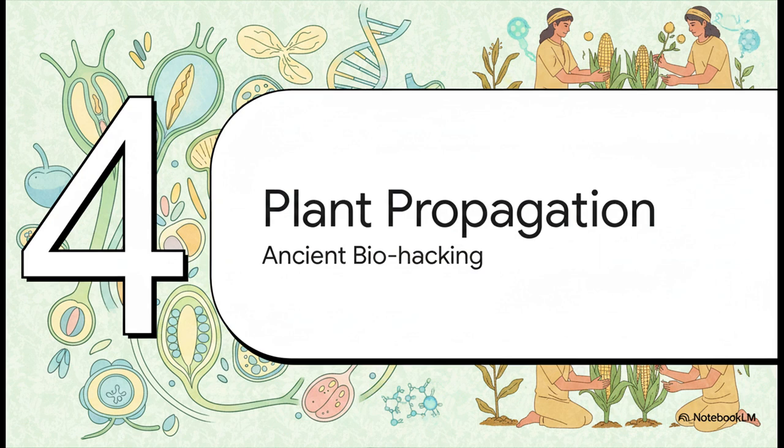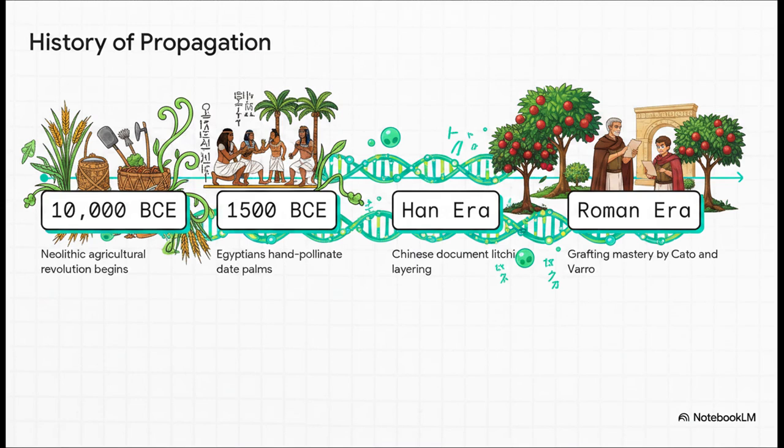Section 4, history of plant propagation. So, with all this incredible underlying biology, how did humans actually figure out how to exploit it to feed civilization? Way before we understood things like DNA, meiosis, or haploid cells, our ancestors were basically acting as early biohackers. Around 10,000 BCE, humans started observing these natural systems and manipulating them to solve food scarcity.